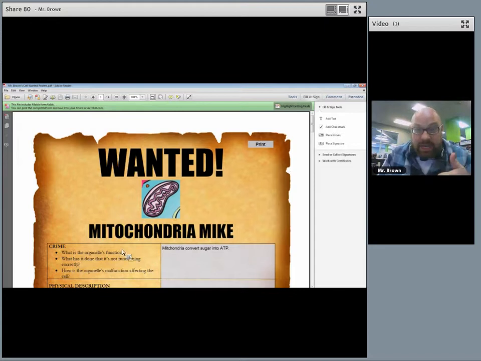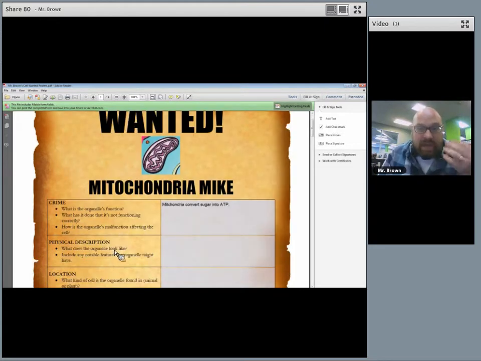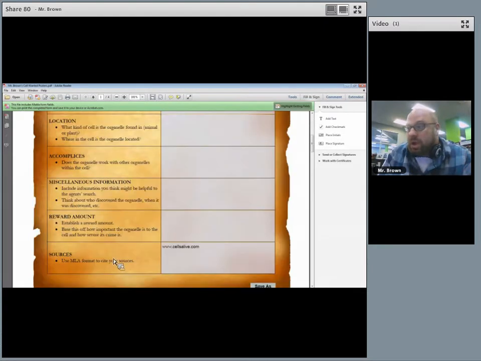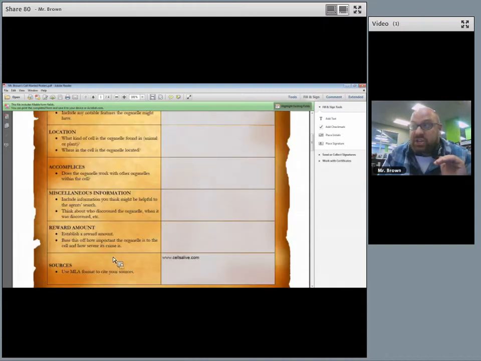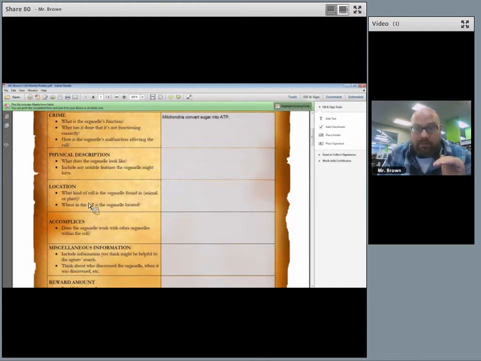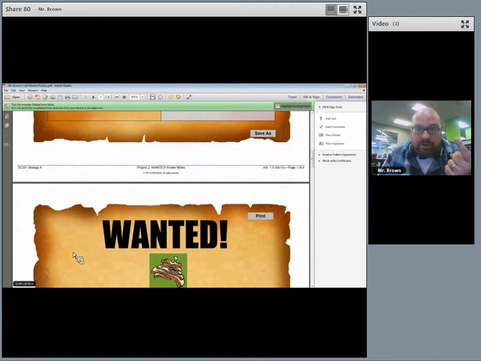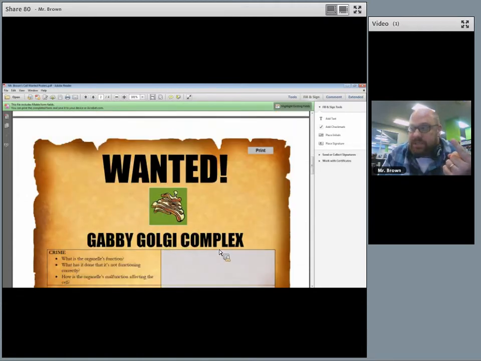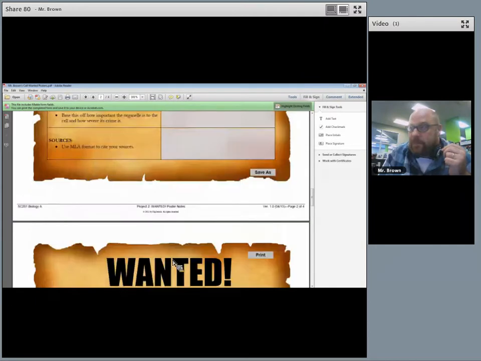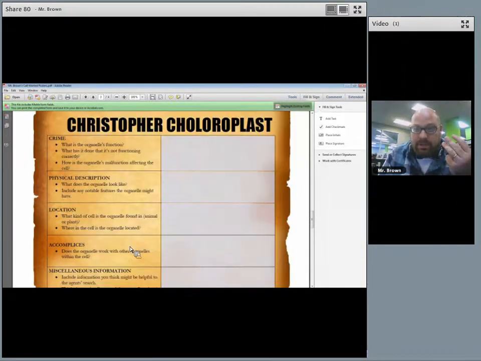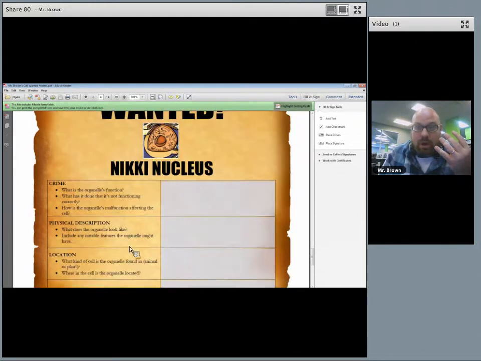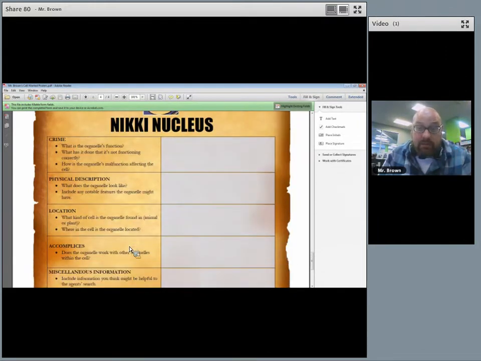And then as you fill in the posters, save as you go. It'll ask you if you want to replace the file. Just click yes each time. So you're going to do 4 organelles. The information it's asking for is the same for all organelles. So these boxes, the crime, physical description, location, accomplices, everything, the questions are identical. It's just the organelles that change. So you're going to do Mitochondria Mike, the first one. Gabi Golgi Complex is the second. Christopher Chloroplast, and then lastly, Nicky Nucleus. So do all 4 organelles for full credit. That's actually a second project.